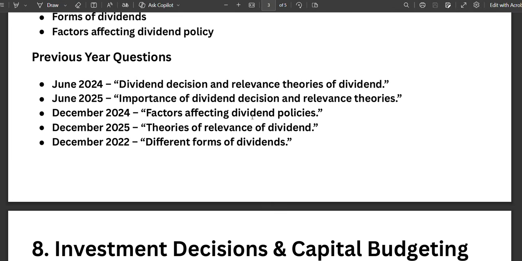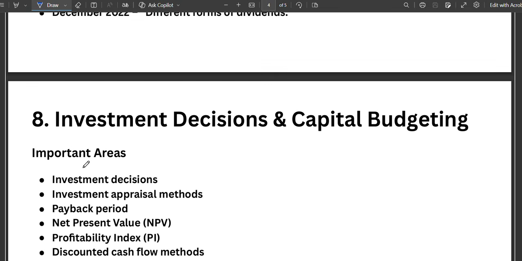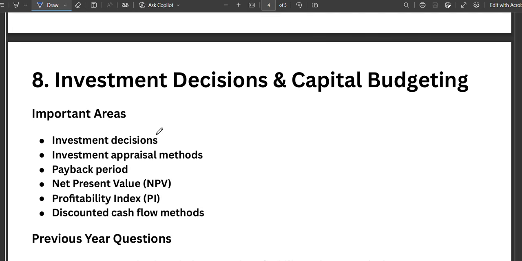Factors affecting the dividend decision, theories of relevance of dividend, and different forms of dividend. So make sure that you refer this topic. Okay. Next thing. Next section is investment appraisal and numericals. So here we have to concentrate on very important topics about investment.